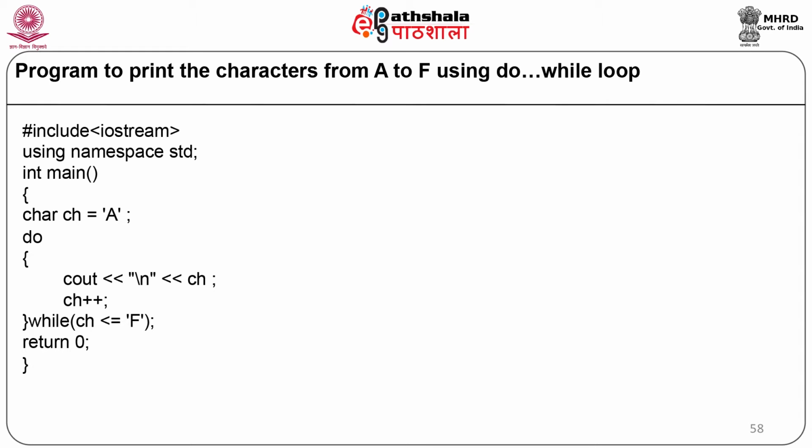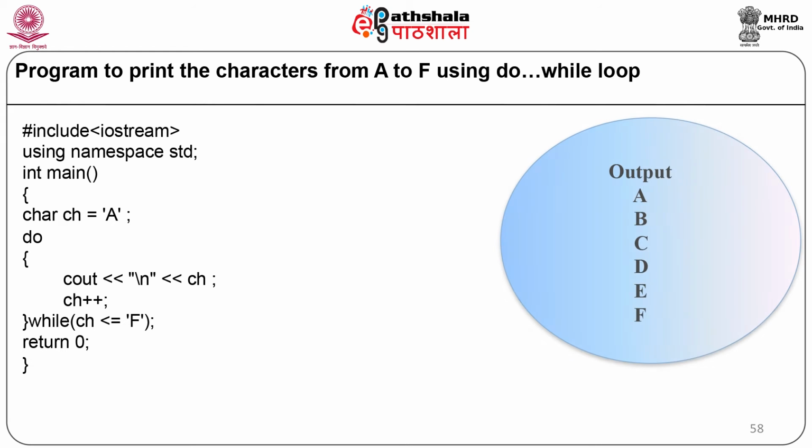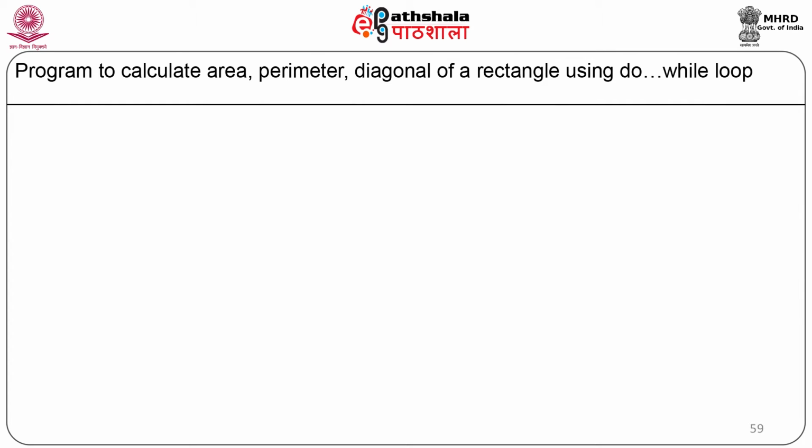Here the initial value of ch is A, which will be displayed on the screen. The character will be incremented by 1, so it will become B. We are checking B is less than equal to F. If the condition is true, it will display it on the screen. So the characters that will be displayed on the screen will be A, B, C, D, E, F on a new line. Now let us see a menu driven program using the do while statement.